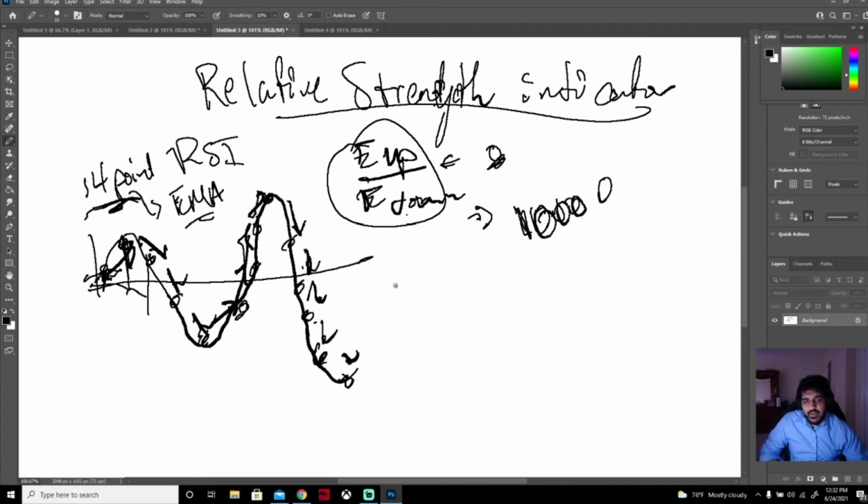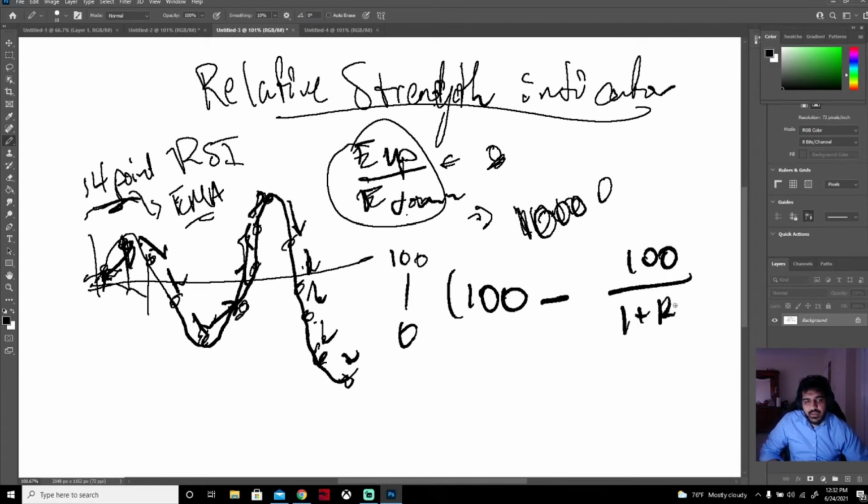So what you do is then you normalize it from 0 to 100. And how you do that is by doing 100 minus 100 over 1 plus the E up over E down. And that is your RSI.